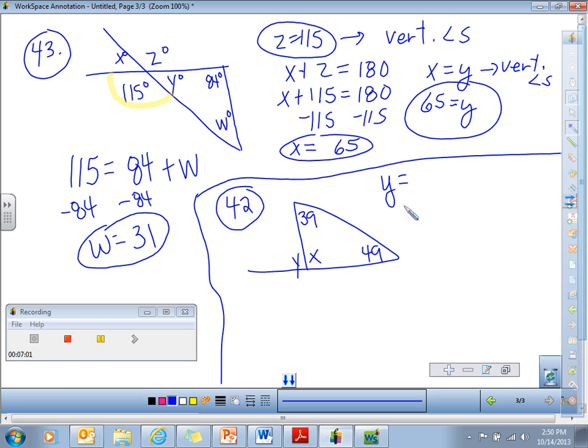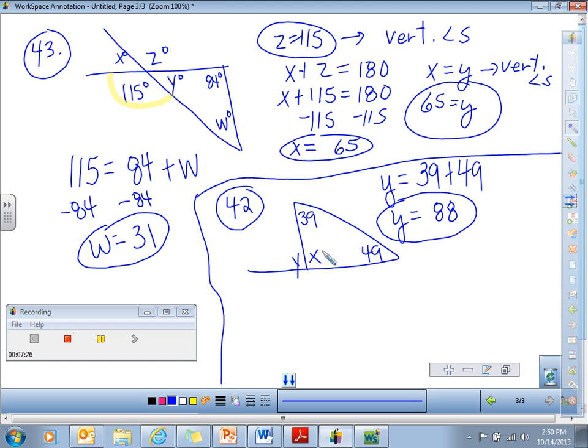So that's the exterior angle. It's equal to the sum of the two remote interior angles. So what would those be? 39 and 49. Good? So what's 39 plus 49? 88. Okay? 88. Very good. So Y is 88.